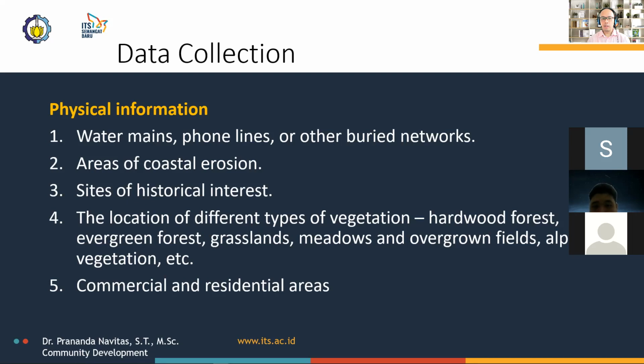Although this kind of information is beyond what is shown on most openly available digital maps, or if you purchase a highway map, these types of information that you see on the slide here can be found by actually going to the place in question and looking around.